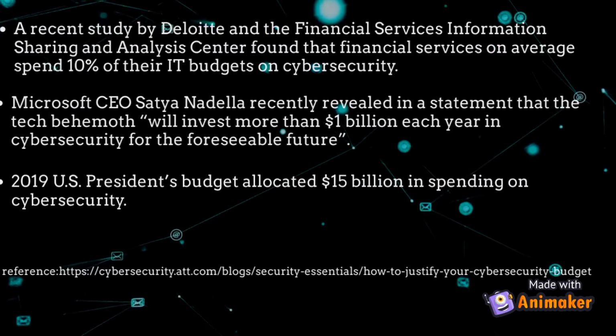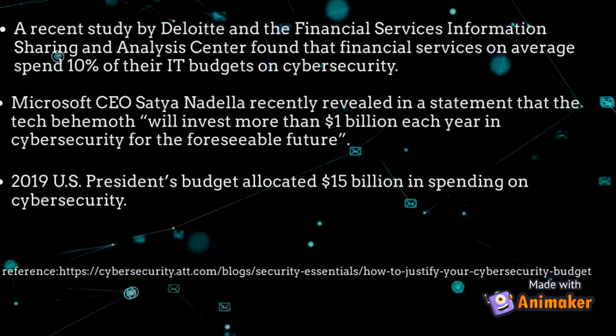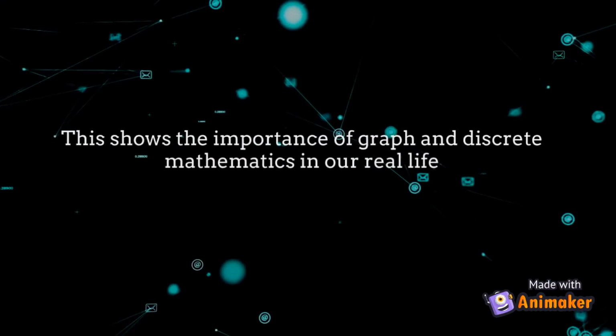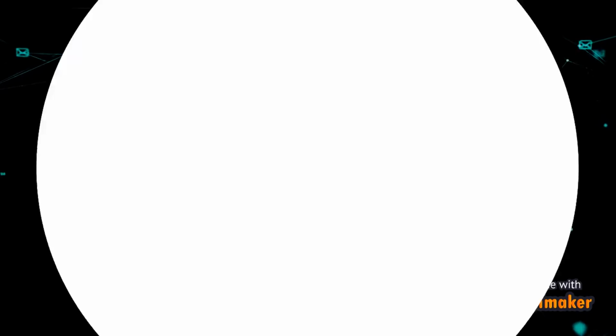The 2019 U.S. President's budget allocated $15 billion in spending on cybersecurity. This shows the importance of graph and discrete mathematics in our real life.